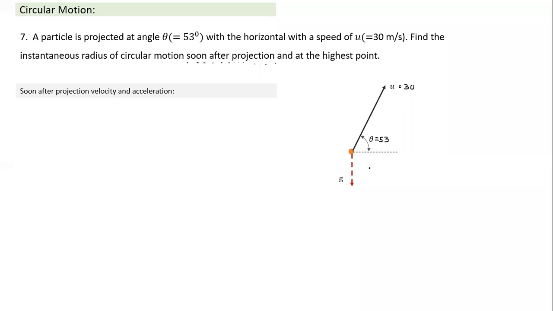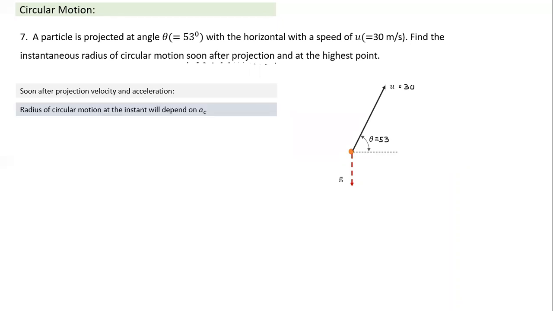To find the path, there is an acceleration here, so we take the components of acceleration in the tangential direction and the centripetal direction, or radial direction. What is the tangential direction? The tangential direction is along the velocity itself. So this is the tangential direction, and perpendicular to it will be the centripetal direction. Let's take the components here.